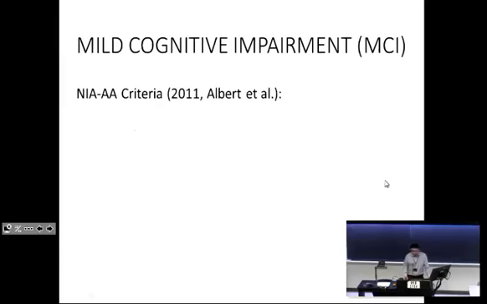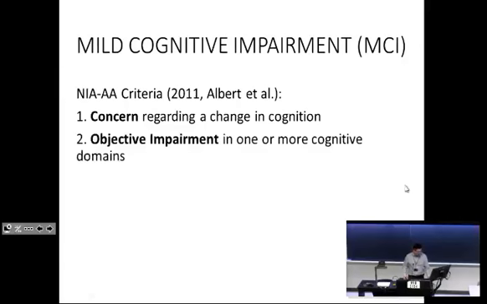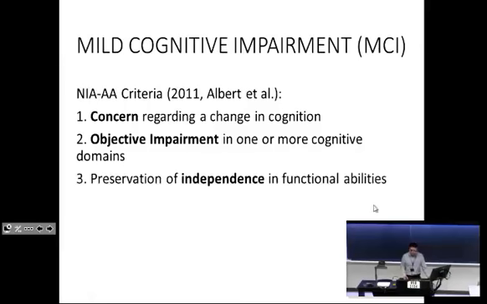So the criteria for MCI, this is the National Institutes on Aging Alzheimer's Association criteria. And what's ironic is that if you talk to most people in the field, this is the quote-unquote new criteria, and it's like at this point 7 years old. You have to have objective as well as subjective concern that there is memory loss. Objective impairment has to be verified. This is where the MMSE and MOCA comes into play. We'll go over that in just a wee bit.